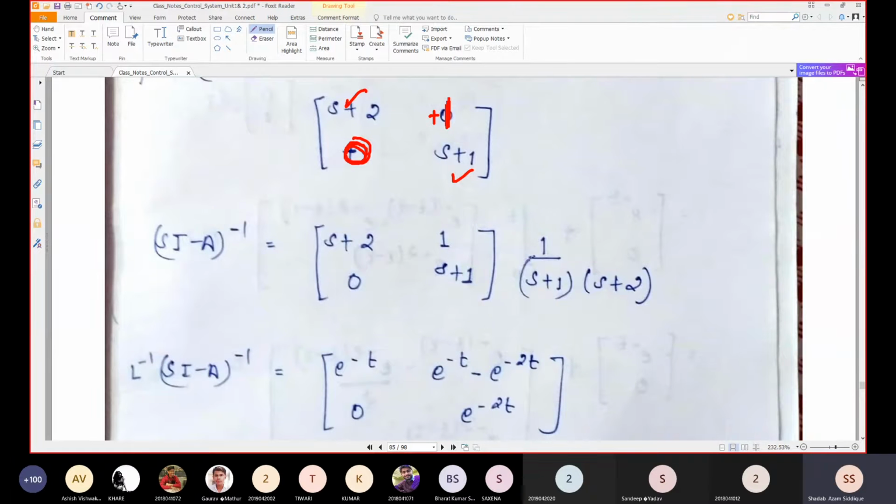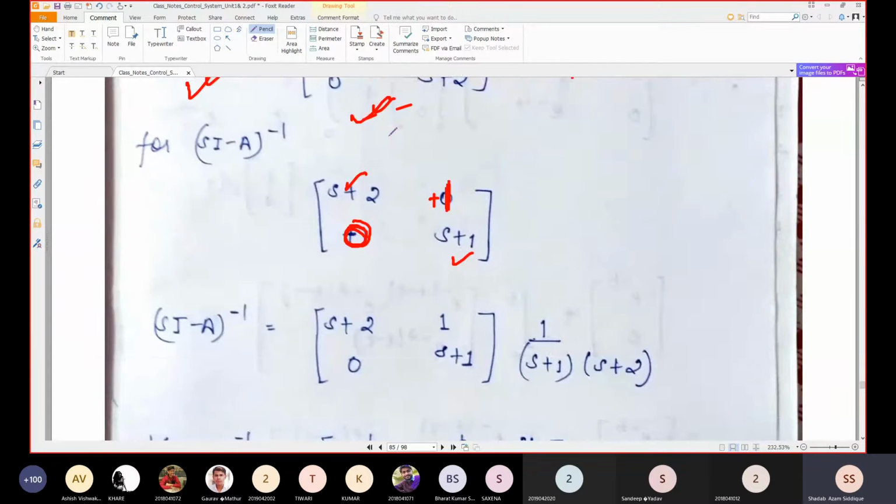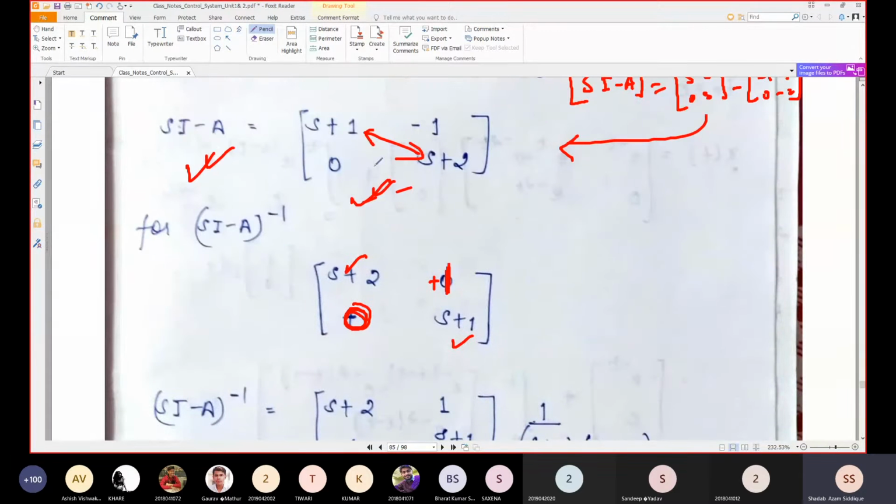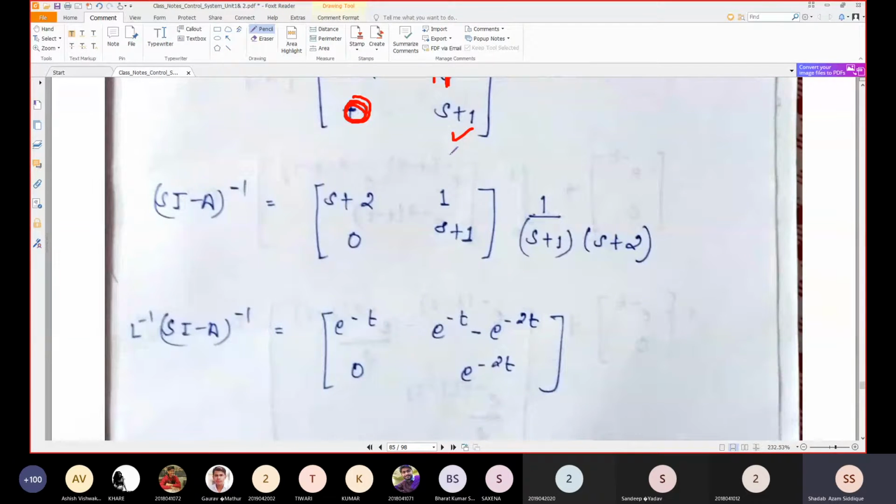Now we try to find the determinant of this matrix sI minus A. So the determinant would be s plus 1 into s plus 2 minus of minus 1 into 0. So this will give you s plus 1 into s plus 2. So that is the determinant.